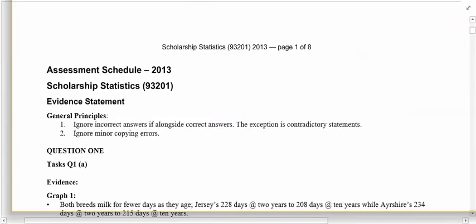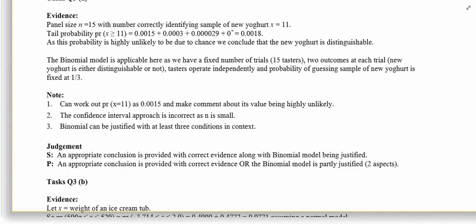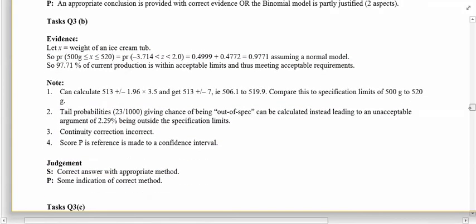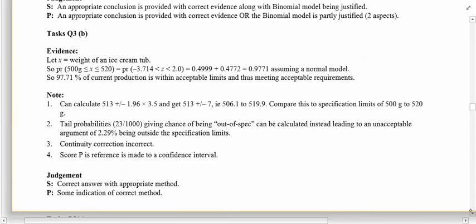If you go to the NZQA website and under Mathematics and Statistics Scholarship, you can download the assessment schedule, and here it is. It says general principles: ignore incorrect answers alongside correct answers. The exception is contradictory statements. Ignore minor copying errors. So we're going down to question 3b. So here we go, 3b. Okay, evidence.